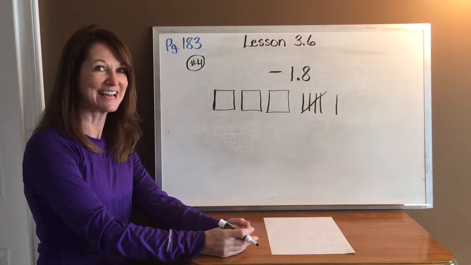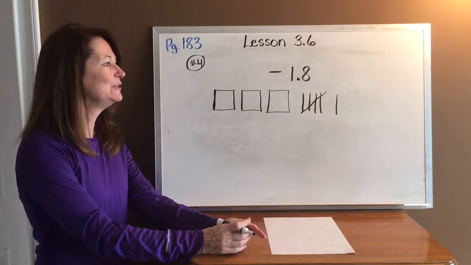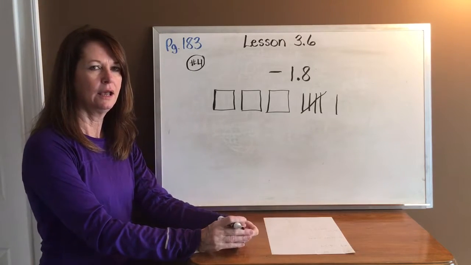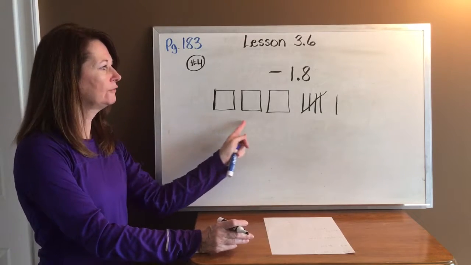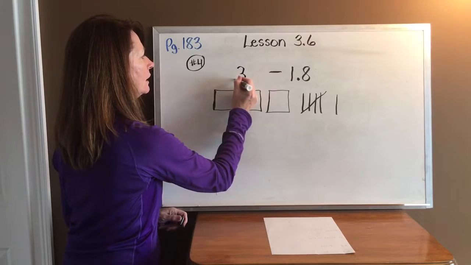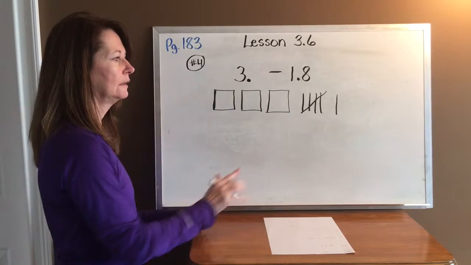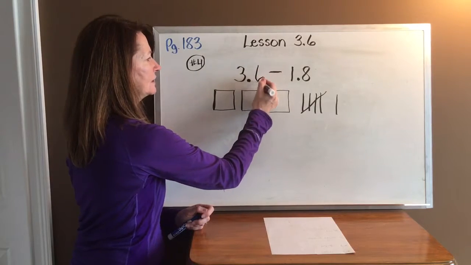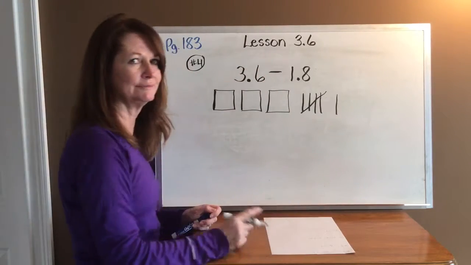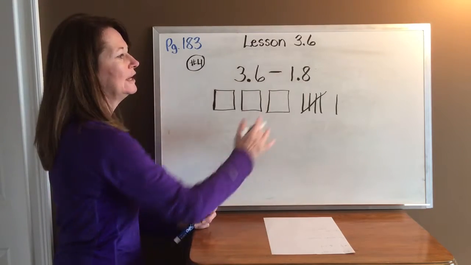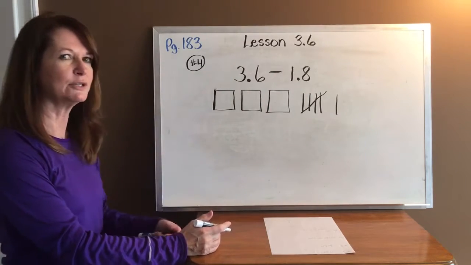I love this. It's kind of fun, isn't it? Okay, so can you tell me what number this is? How many wholes do we have? 3. And how many tenths do we have? 6. How many hundredths do we have? It's a trick question. None, right? Okay, so here is our problem. I just thought that'd be fun to do it that way.